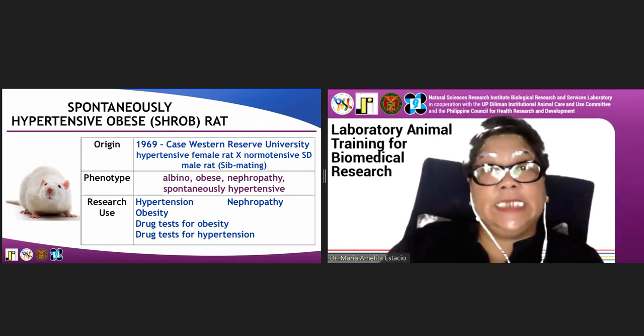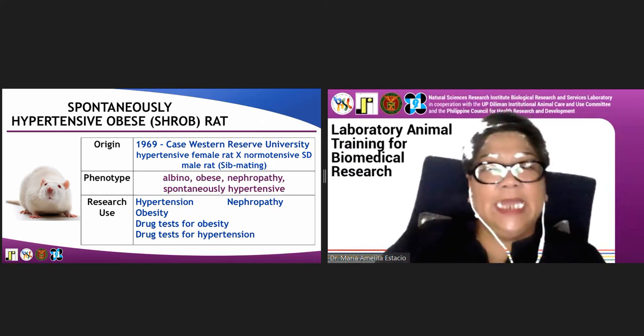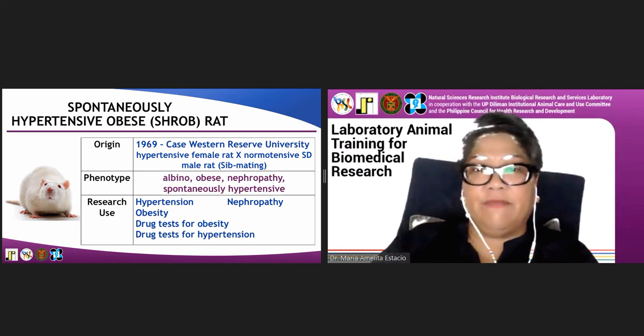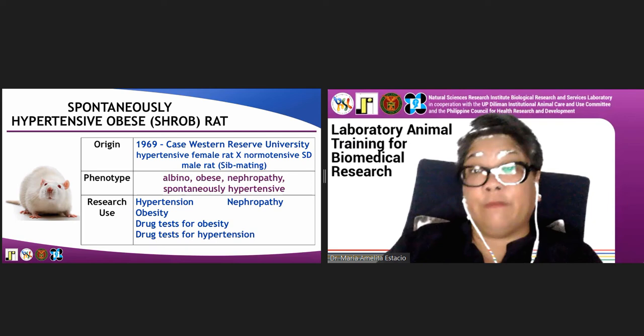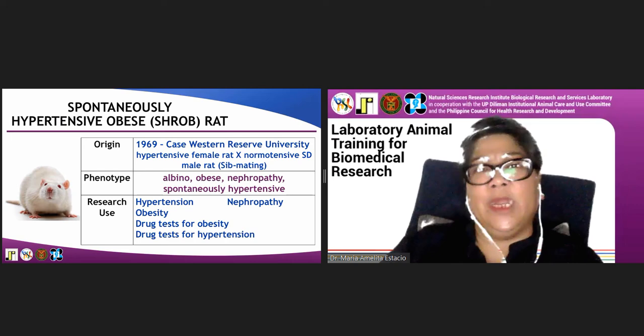Next, if you want a spontaneously hypertensive obese rat, then this would be your choice, which was developed at Case Western Reserve University. This has the phenotype of being hypertensive and obese, and even developing kidney problems. This is the model that is being used to test drugs for obesity and hypertension. And remember, they go side by side.